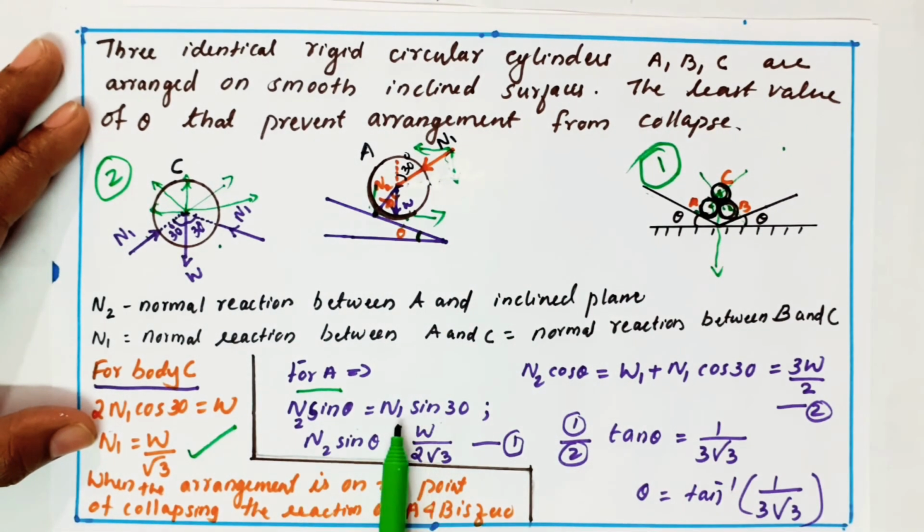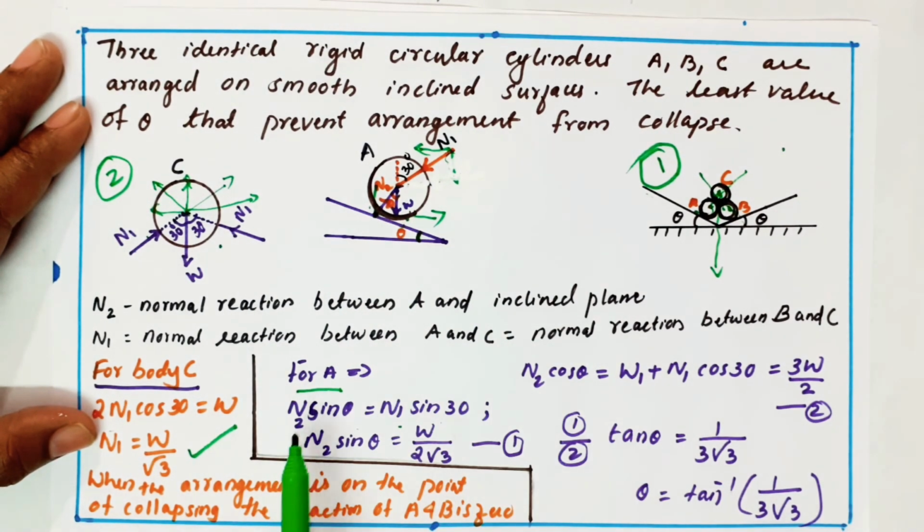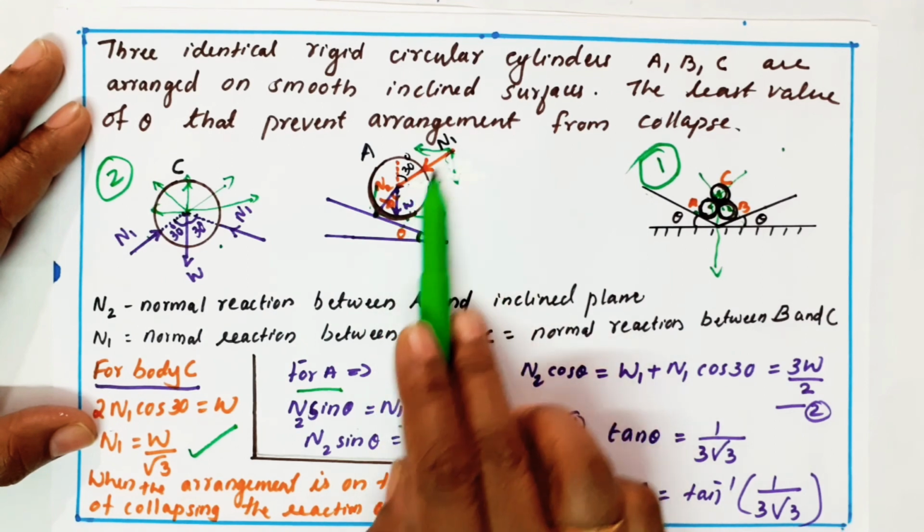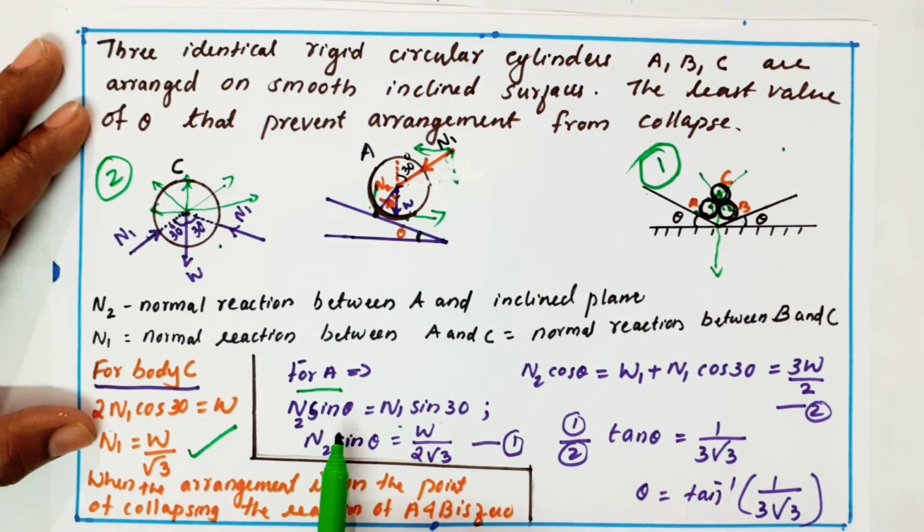sin theta is equal to, see here, we have taken the body A. For the body A, we have two normal reactions, one is N1, the other is N2. N2 we are resolving into sin theta and cos theta. So N2 sin theta should be equal to N1 sin 30. That is N2 sin theta is equal to W by 2 by root 3, because we are substituting this value. But when we take the cos component, the adjacent component, we have W1 and N1 cos 30 also. N1 cos 30 also you have to consider.